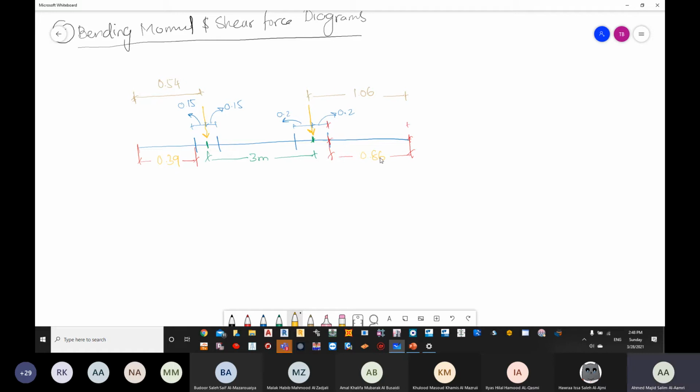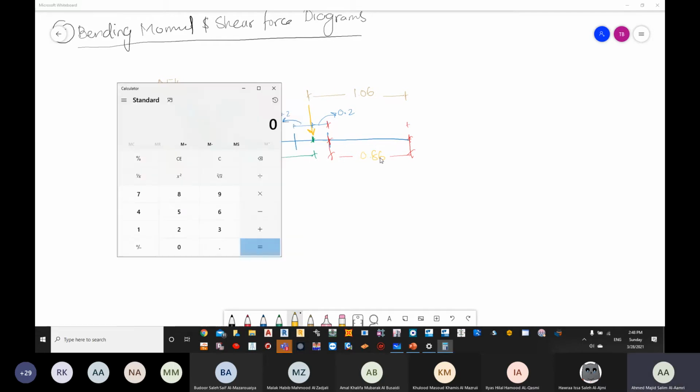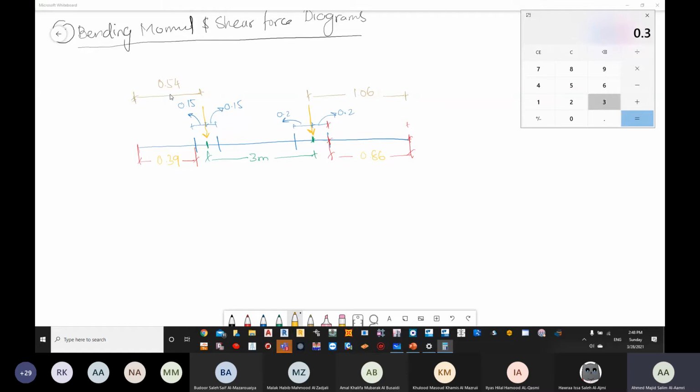Now, to confirm 0.86, if we open our calculator, we go 0.39, the distance from the left edge of the foundation till the face of the column, plus we have the column which is 300, plus we have 3 meter between, not 3 meter, now, how much is this from the face to the face? It is going to be 2.65: 3 minus 0.15 minus 0.2. The center to center distance is 3 meters. If we are taking from the face, it is going to be 2.65.